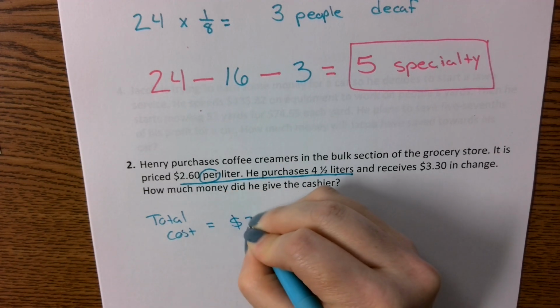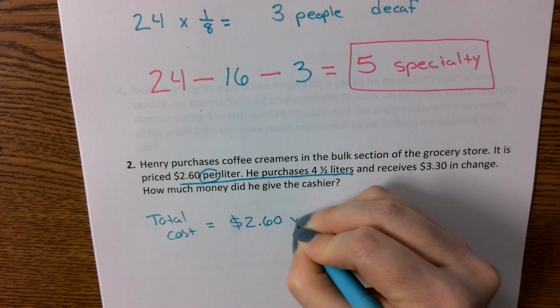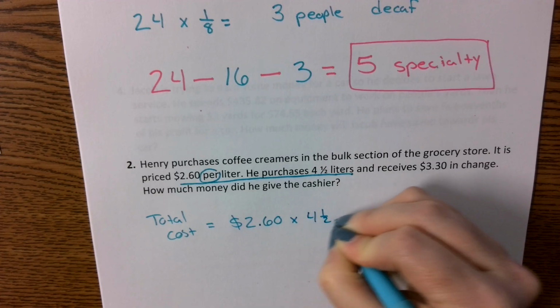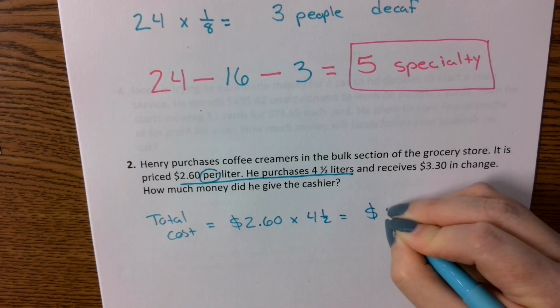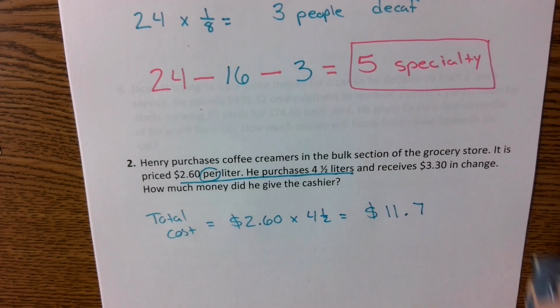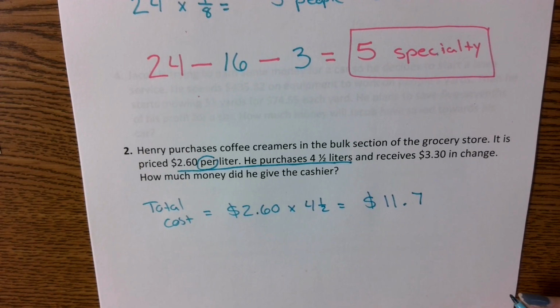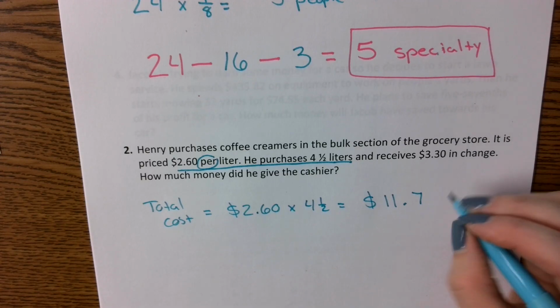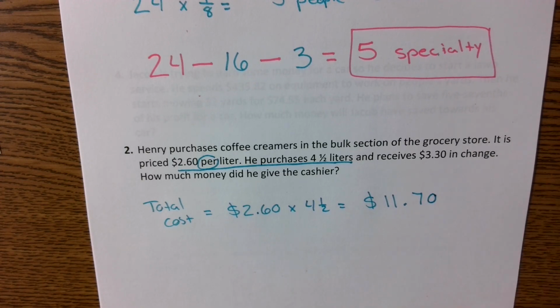So we're going to do $2.60 and we're going to multiply by 4.5. And that's going to come out to, on your calculator, you're going to see 11.7. Does that mean it's $11.07? No. What do we put at the end? 7. No, not another 7. A 0. That's 70 cents.